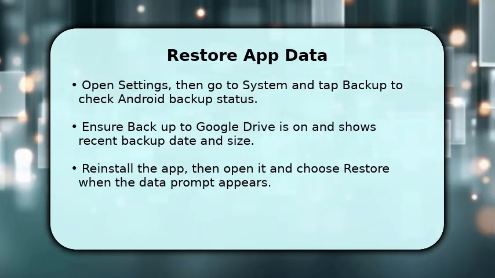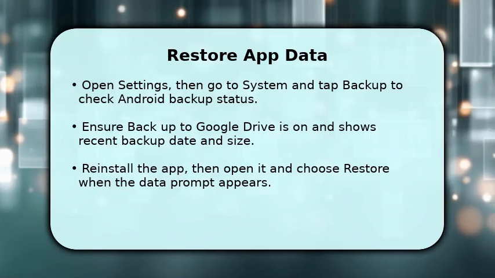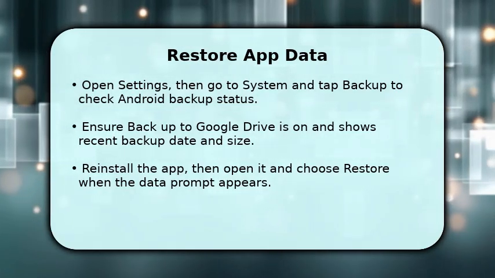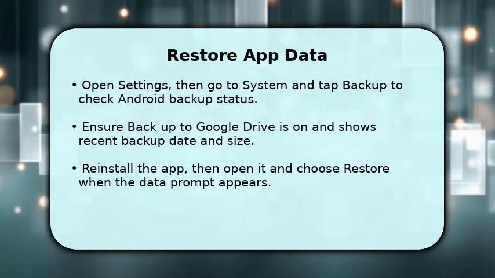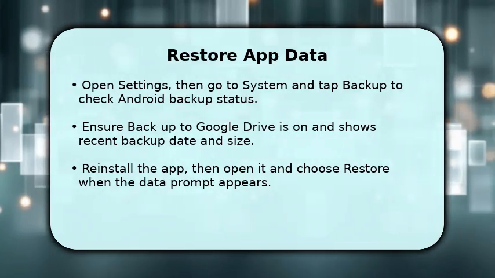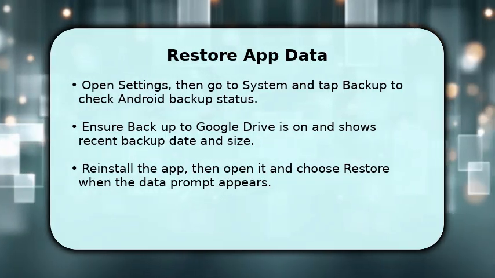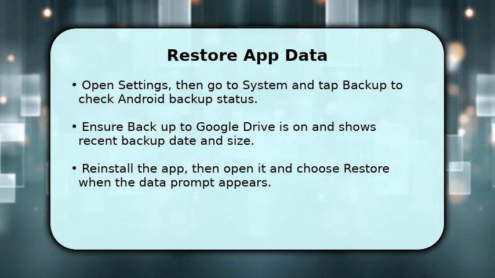For Samsung or OEM backups, open the device cloud settings and locate App Restores. If local backups exist on your SD card, use a file manager to copy files to app folders. After data restores, verify app login and permissions to complete the recovery process.